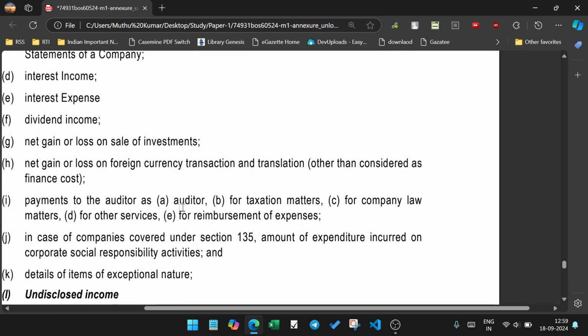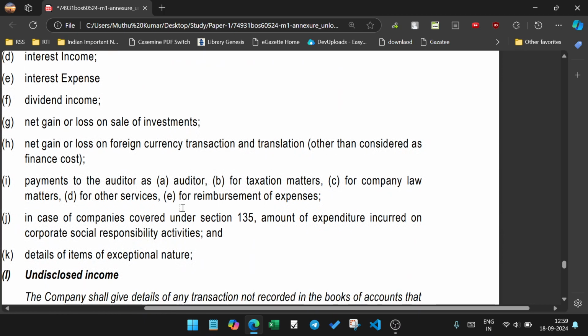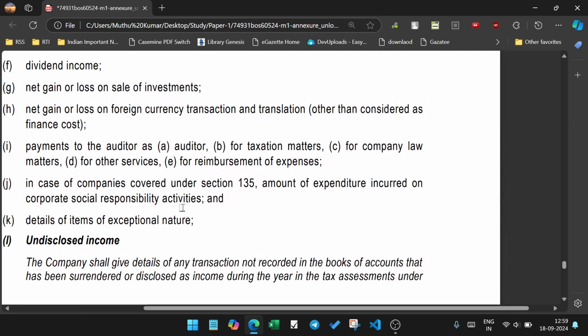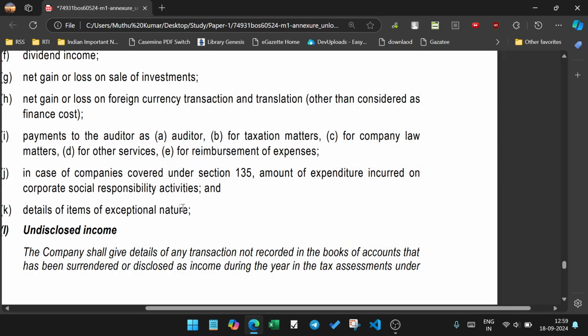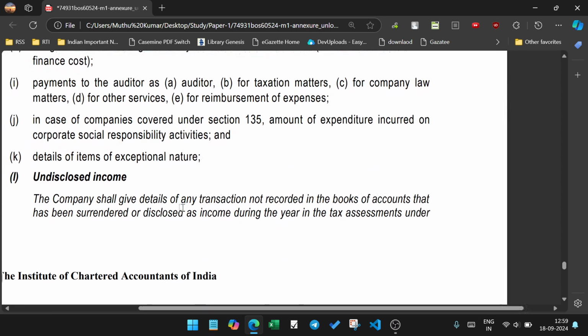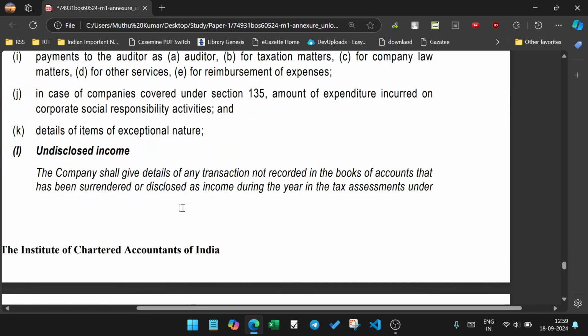Interest income, interest expense, dividend income, net gains and loss on sale of investment, net gain and loss on foreign currency transactions, and payments to auditors for taxation matters, for company law matters and other services, and for reimbursement of expenses. In case of a company covered under Section 135, the amount of expense incurred on corporate social responsibility activities. Details of exceptional items.